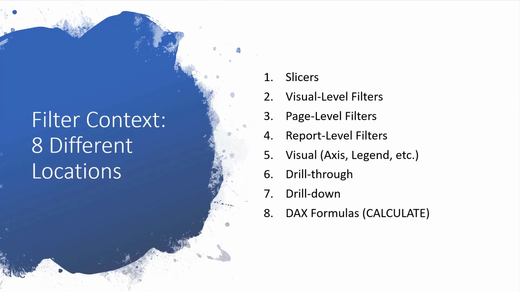100% of the time, if you are sure that your measure logic is correct, you have a filter in one of these 8 locations that is changing that calculation in a way that you were not aware of. So with that, let's go ahead and dive into the first example, slicers.